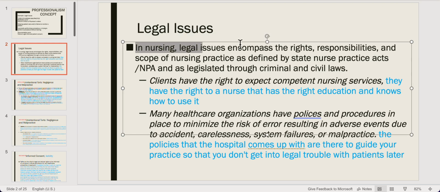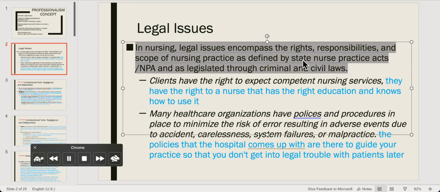Legal issues. In nursing, legal issues encompass the rights, responsibilities, and scope of nursing practice as defined by state nurse practice acts (NPA) and as legislated through criminal and civil laws.